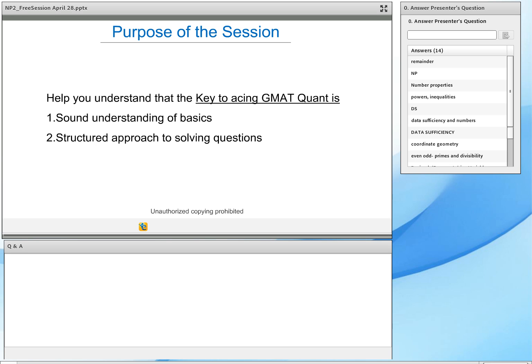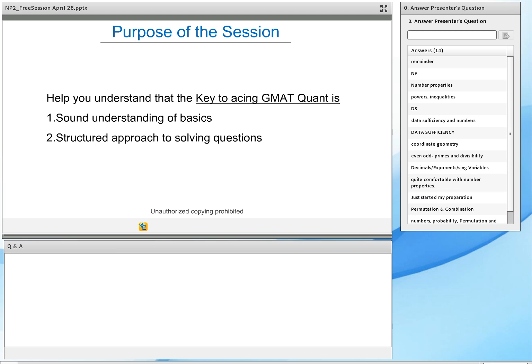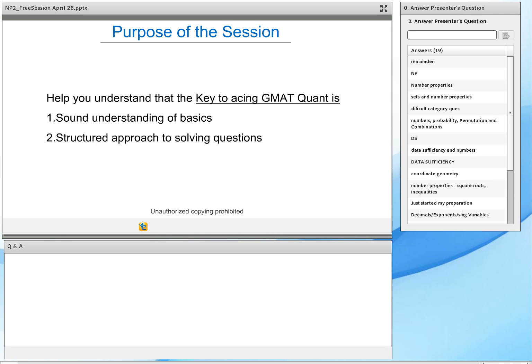All right, so let's read through a few comments here. Decimals, exponents, variables. Just started my prep, coordinate geometry, data sufficiency, sets and number properties, probability. It's been a while studying after job, so concepts and foundation.